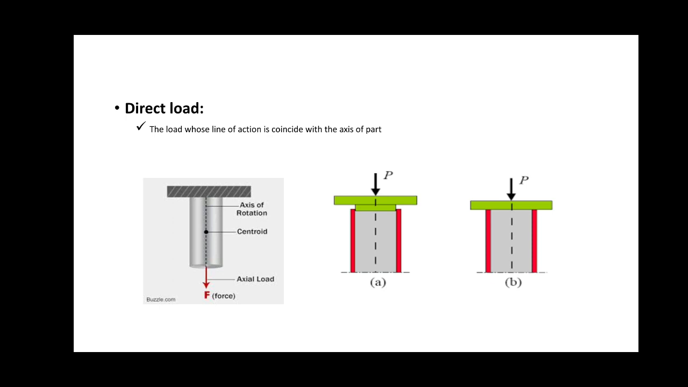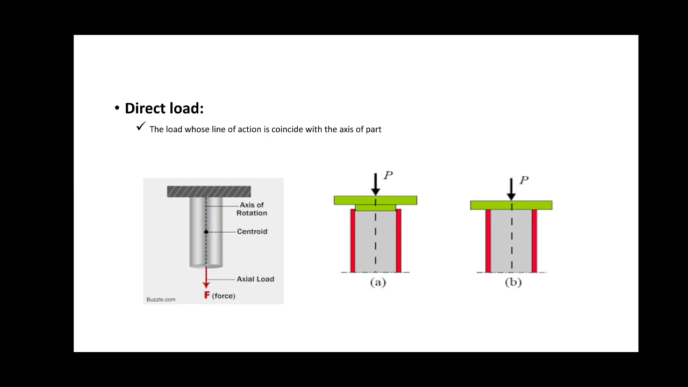It means the line of action of the force coincides with the axis of the part. Coincide means the action of force, the direction of force, is exactly at the what? Axis. On the what? Axis. So when force acts on the axis, when force acts at the axis, that is called what? Coincide. So the action of force coincides with the axis of the part. It's called direct load.